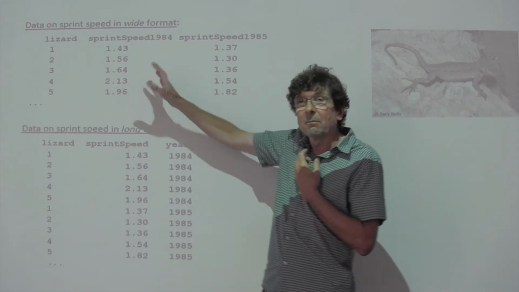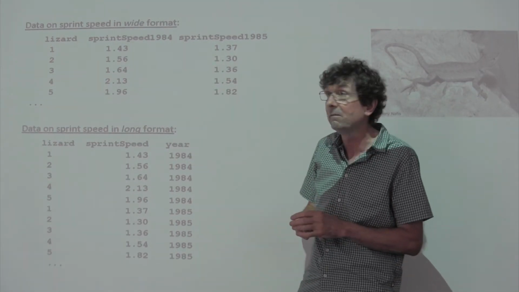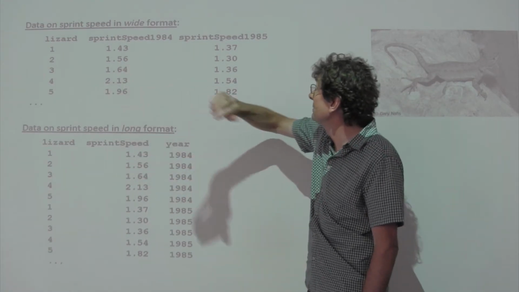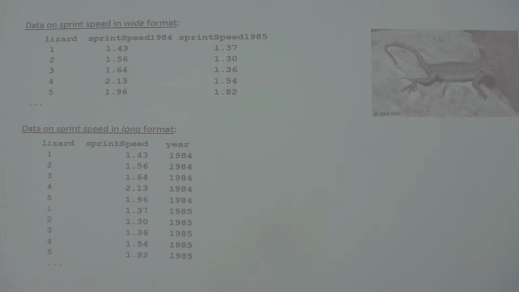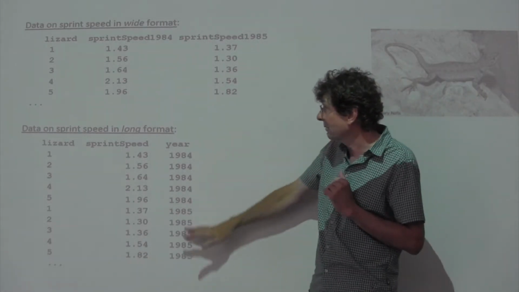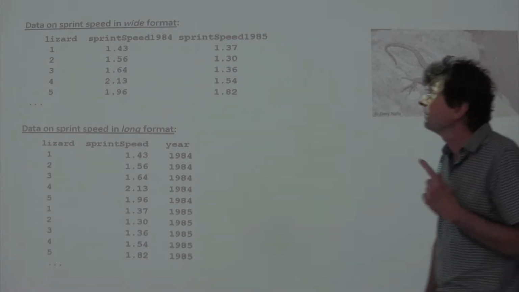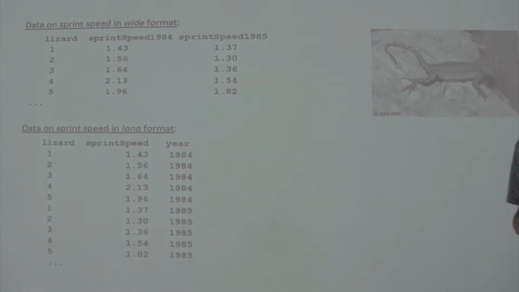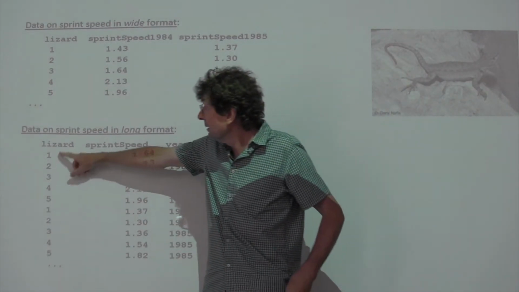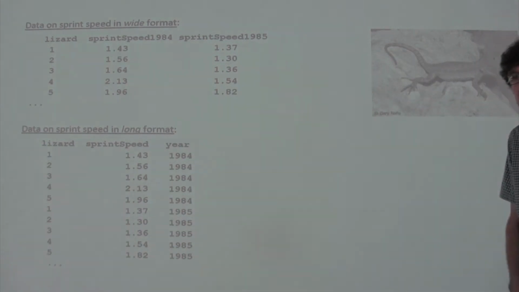Wide format is maybe the more intuitive when you have a pair of measurements on the same individual. You have one variable, sprint speed 1984, another sprint speed 1985. That's what I mean by wide format. But in general, in R, it'll be much easier to analyze your data if you put it instead in long format. You have only one variable that records sprint speed, and a second one that records which year that was measured in. And then the column lizard will indicate the measurements that you made and allow you to match them up.